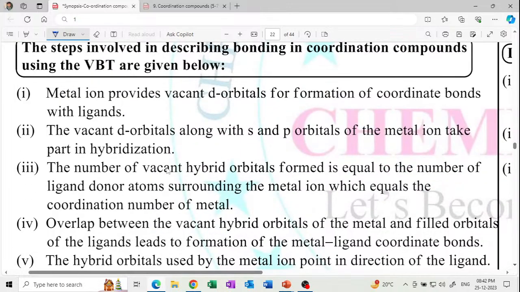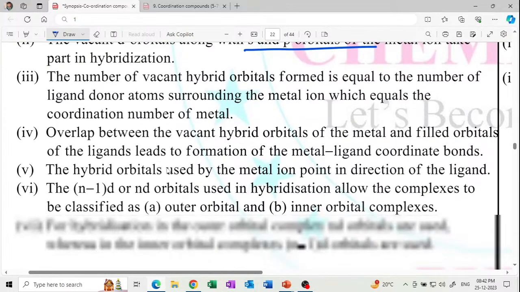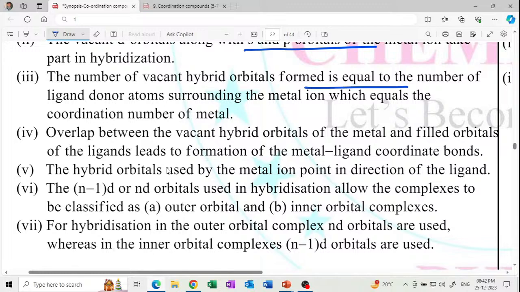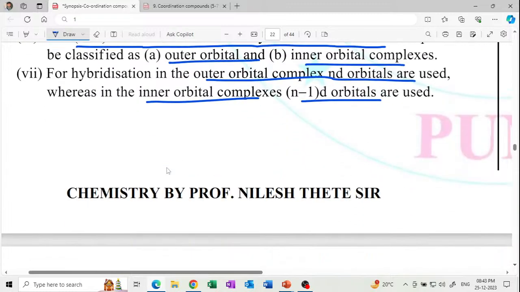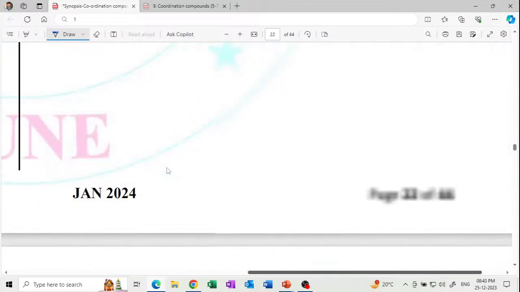What are the steps? The metal ion provides vacant d orbitals. Get it? Then s and p orbitals take part in hybridization, equal in number to the ligand donor atoms. And if nd orbitals are used in hybridization, it gives outer orbital complexes; in inner orbital complexes, (n minus 1)d orbitals are used. Get it? So these are actually the steps.